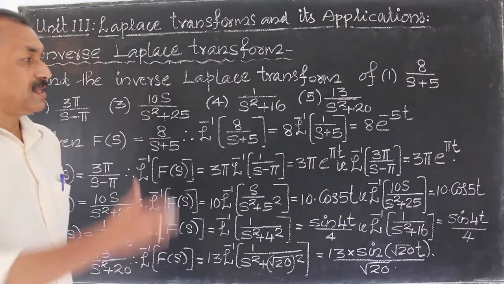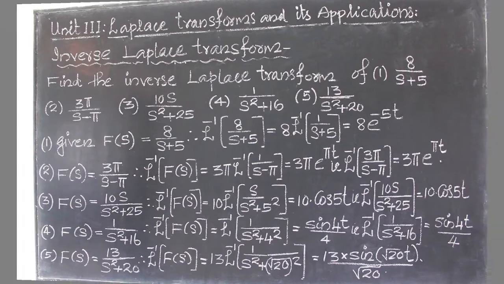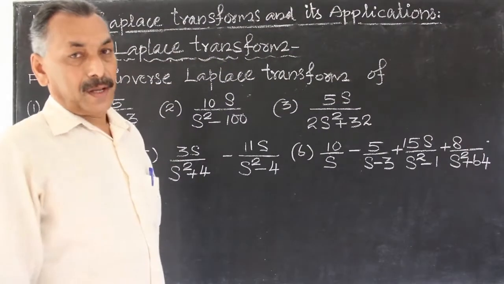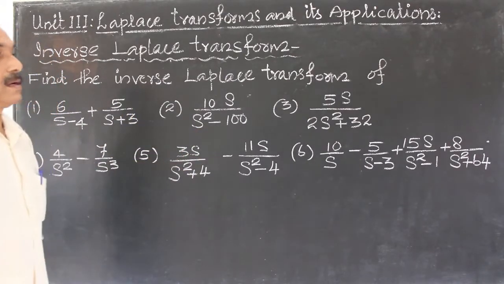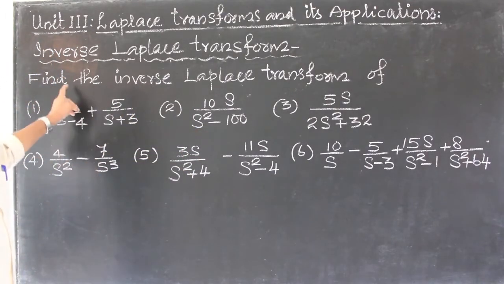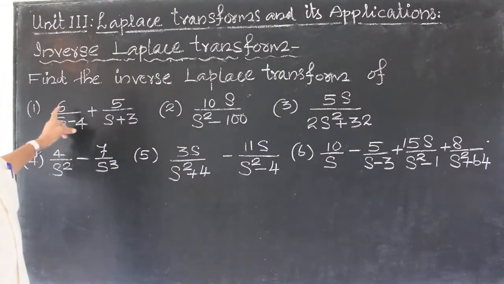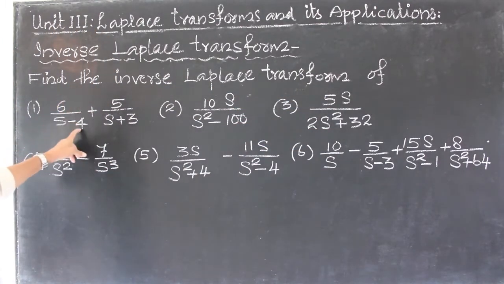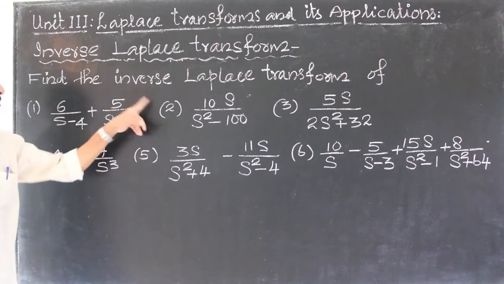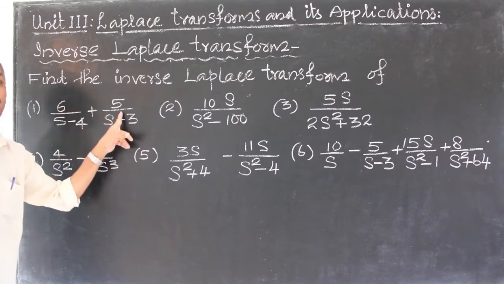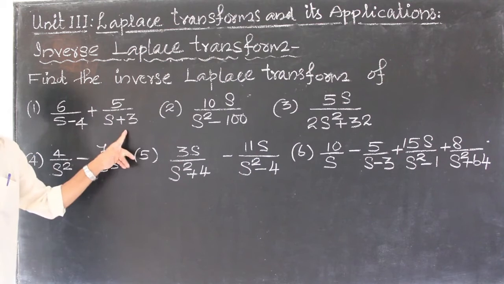Okay? These are very simple problems. Now, save this. Simple property, apply this. This is the homework idea. Find the inverse Laplace transform of the first one: 6 divided by s minus 4 plus 5 divided by s plus 3. That is L inverse of f of s plus g of s is equal to L inverse of f of s plus L inverse of g of s.